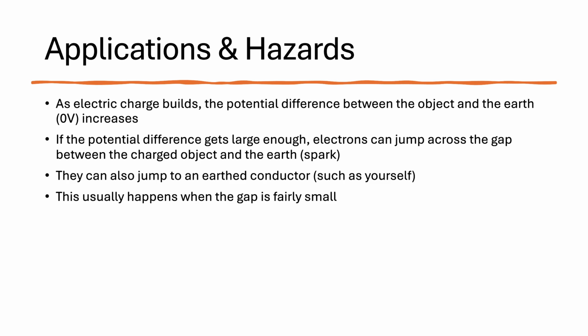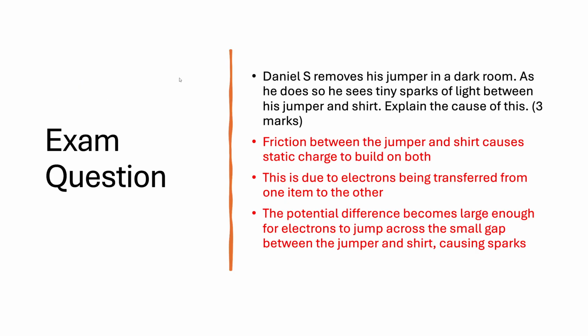There's so much positive or negative charge building up in the atmosphere that eventually it has to earth itself, so it sends down a massive electrostatic spark. But that's obviously a very big example. So now we'll move on to an exam question. This is a very common question, and it's very important to know how to word things. So in this case, Daniel removes his jumper in a dark room. As he does so, he sees tiny sparks of light between his jumper and shirt. Explain the cause of this.